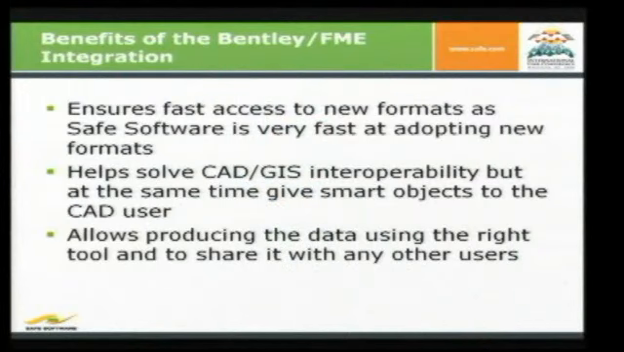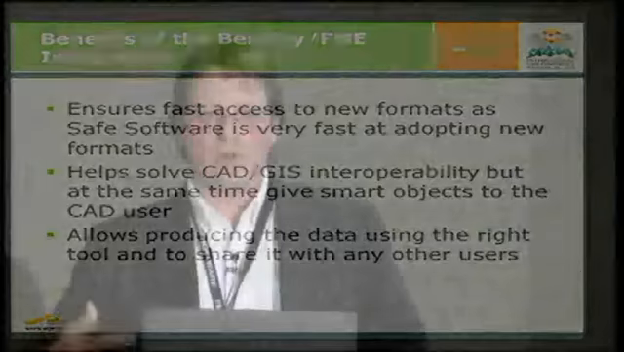It also gives us fast access to new formats. Safe Software just does that all the time, with very fast access and adoption of new formats. It solves the CAD and GIS interoperability, but at the same time gives smart objects to the CAD users, not just CAD with no attributes. You can have attributes, and you can also have semantic representation inside the Bentley platform. It allows producing data using the right tools and sharing it with other users.